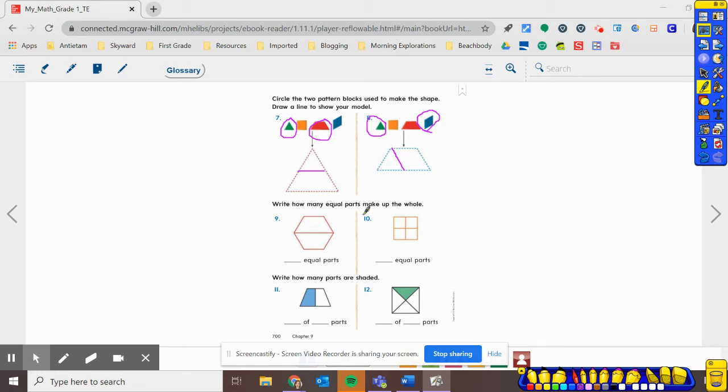For numbers 9 and 10, I want you to tell me, write it, pause the video, write it in. How many equal parts does each of these shapes have? Go ahead and do that, and then unpause when you're ready to get it checked. Okay, you should have done 9 and 10 by now. Let's see how many equal parts we have. We have 1, 2 for this shape. And we have 1, 2, 3, 4 equal parts for number 10.